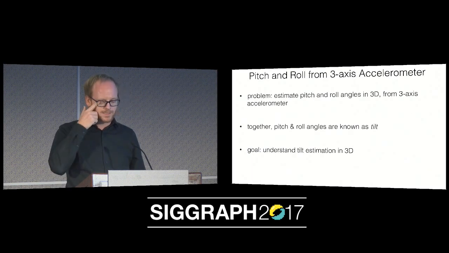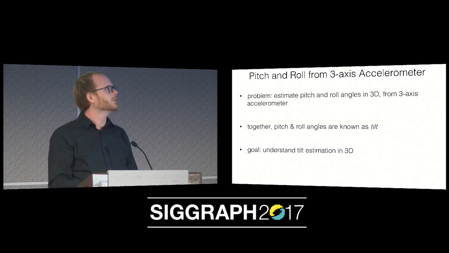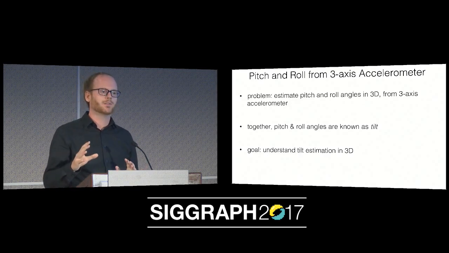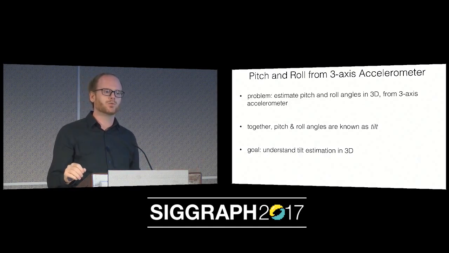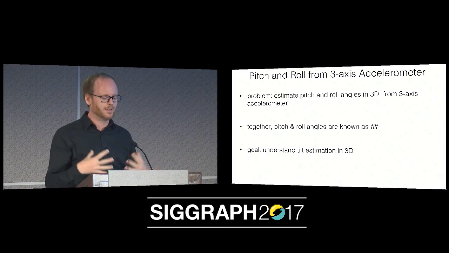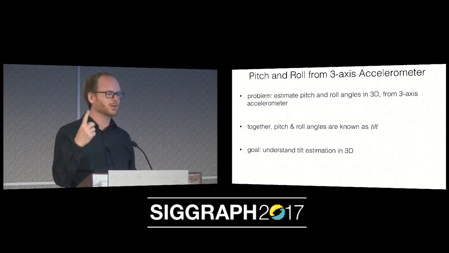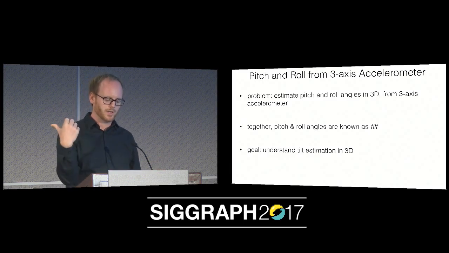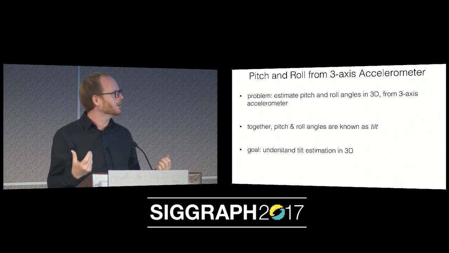Okay, that was the flatland example. Let's take a look at three dimensions. And let's start out with only the accelerometer. So moving away from the sensor fusion, let's just understand how we get pitch and roll from the accelerometer. And in this case, we want to have a 3D accelerometer pointing up, forward, and right. And we want to estimate the pitch and roll.